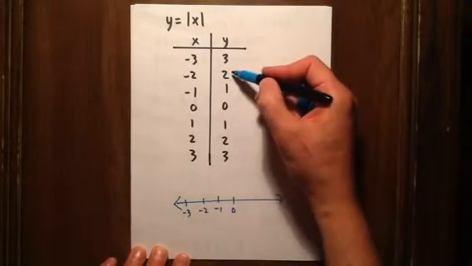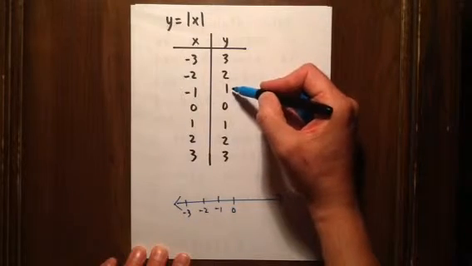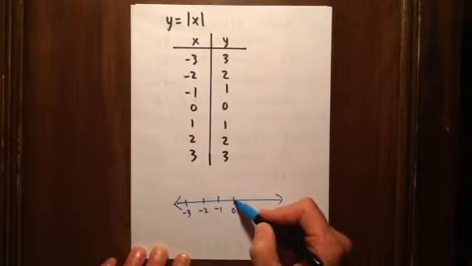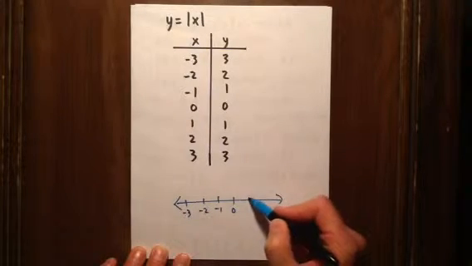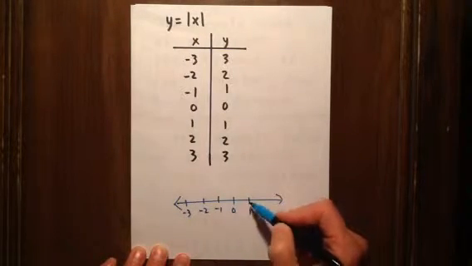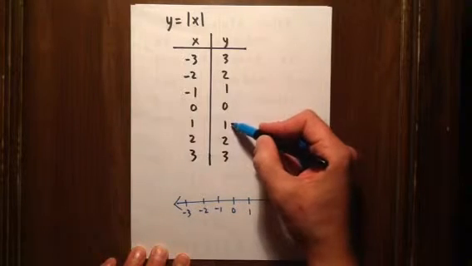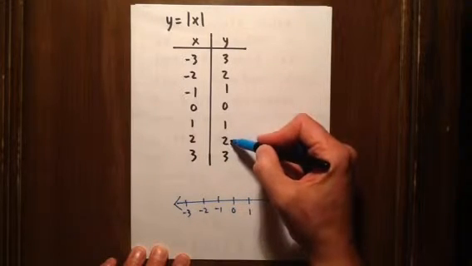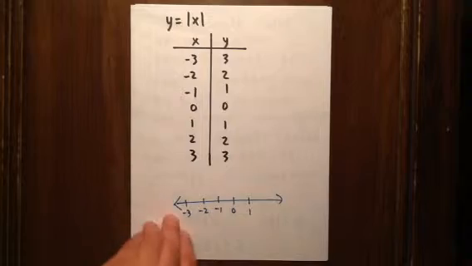The absolute value of -2 is 2. The absolute value of -1 is 1. The absolute value of 0 is 0. It's 0 units away from 0. The absolute value of 1 is 1, because it's 1 unit away from 0. The absolute value of 2 is 2, and the absolute value of 3 is 3.